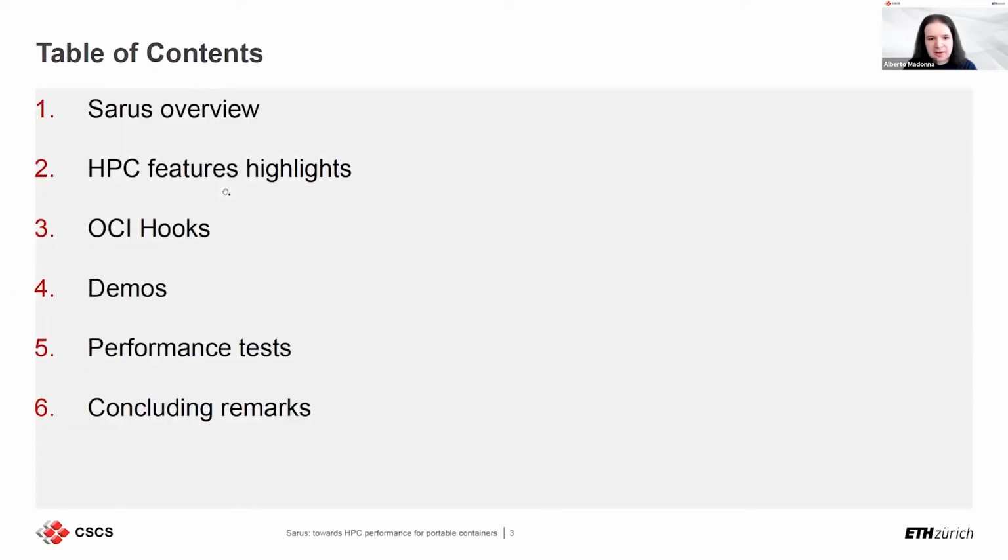So how do I want to structure this webinar? I will start with a brief overview of Sarus and talking a little bit about the architecture. Then I will highlight a couple of HPC-specific features that the engine implements. Then we go a bit more in detail, talking about the OCI hooks. Why are they so interesting, and what are the advantages of applying them to an HPC scenario?